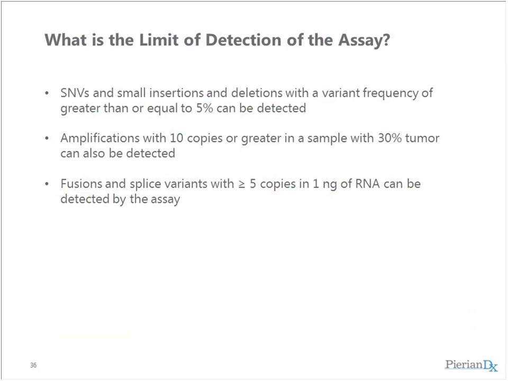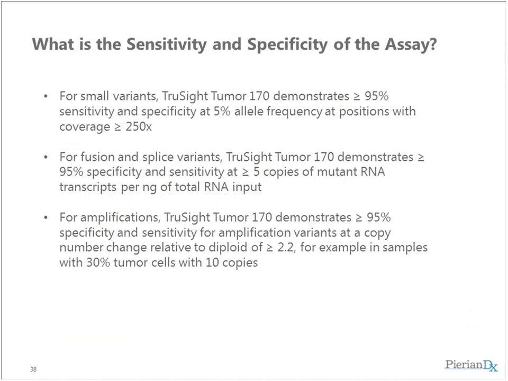We've determined that single nucleotide variants we can detect down to 5%. Amplifications with 10 or more copies can be detected in tumors with 30% tumor load, and fusions and splice variants can be detected with greater than 5 copies in 1 nanogram of RNA. So we believe that this meets the performance characteristics for solid tumors and the type of samples that we typically see. It may not be adequate for liquid biopsies, but that's a story for another day.